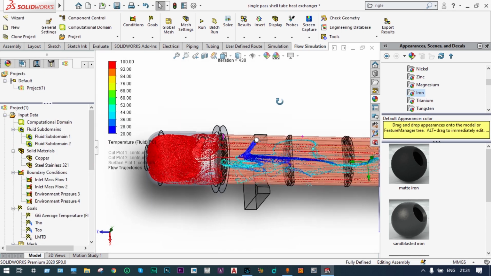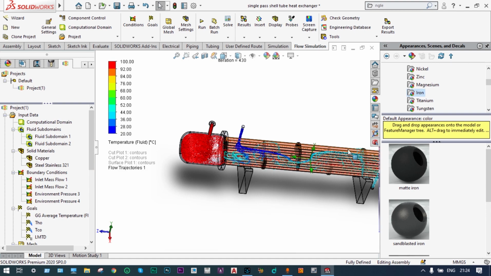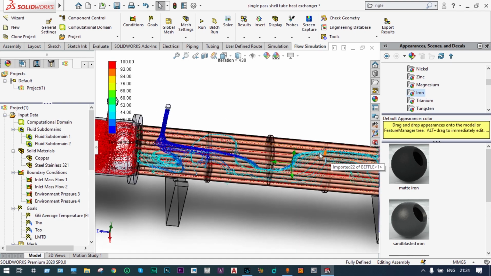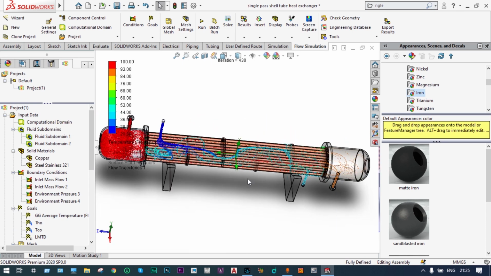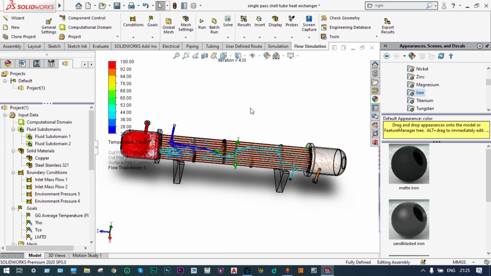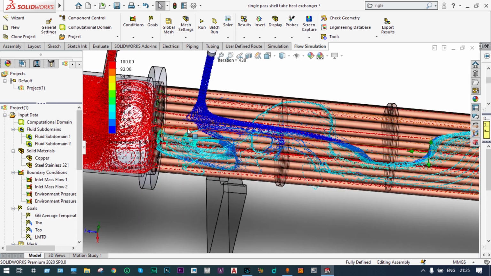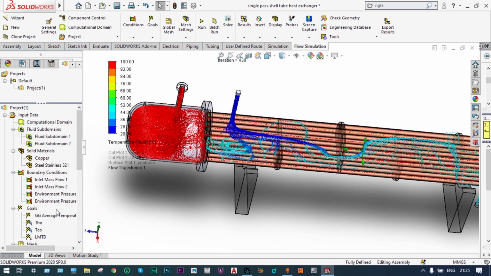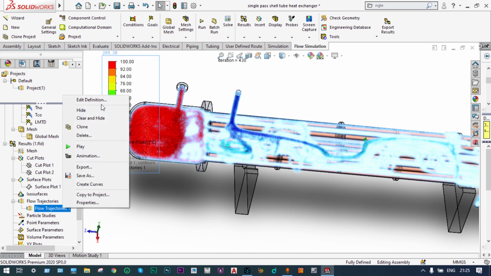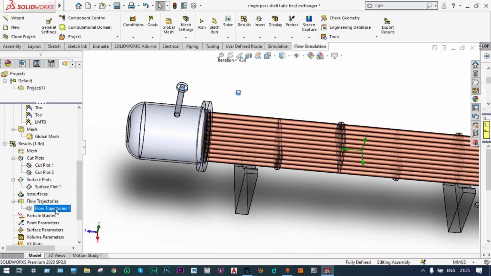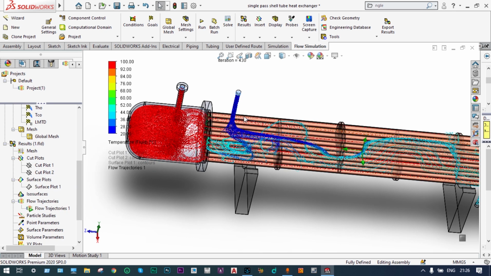Now you can see the mixing of water, at the same time flow particles, how it is passing through the tubes, right? Better to see these things in the form of an animation. We'll see from front plane, from this plane itself. So we can see these things in the form of an animation. Flow trajectories, clear and hide, and let us play these things. We can see the dynamics.